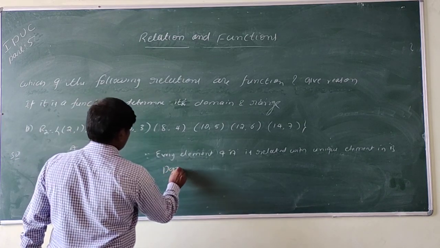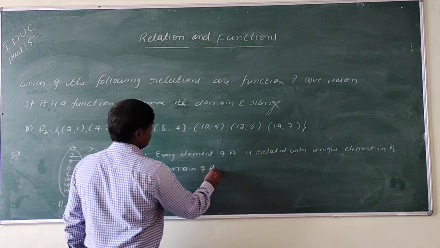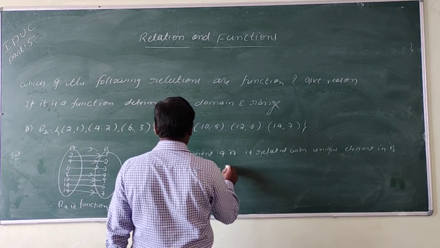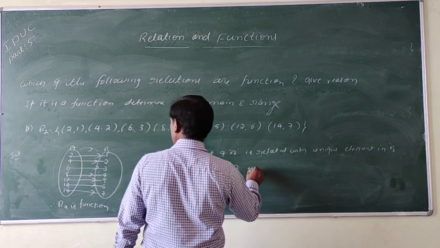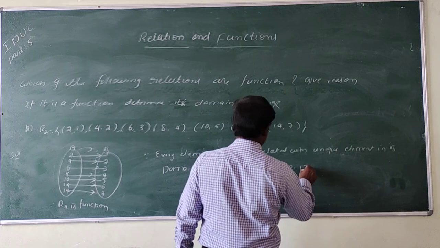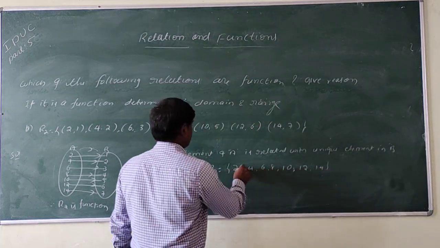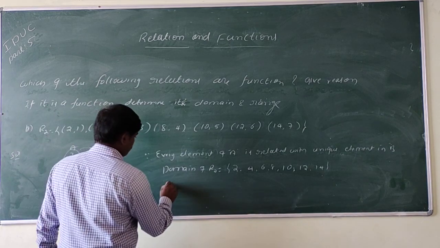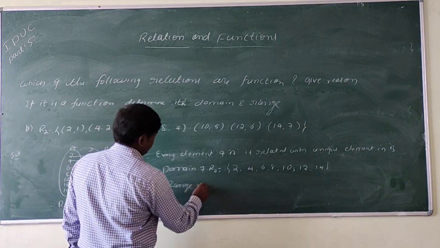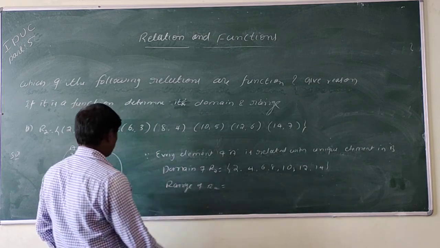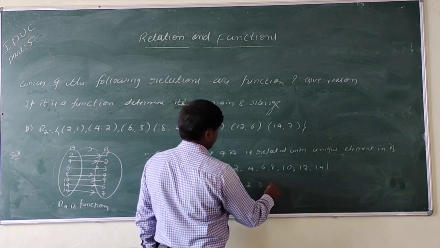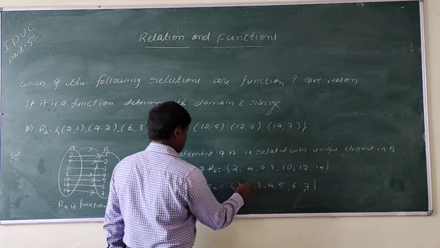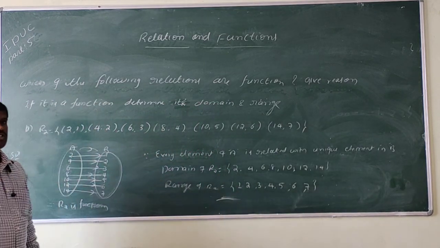The domain of R2 is 2, 4, 6, 8, 10, 12, 14. This is the domain. Domain is the set of all input values. Range is the set of all output values. So the range of R2 is 1, 2, 3, 4, 5, 6, 7. This is the range of the function.